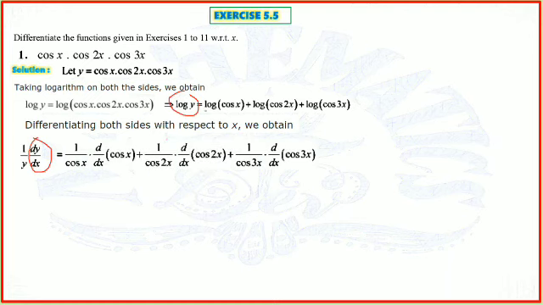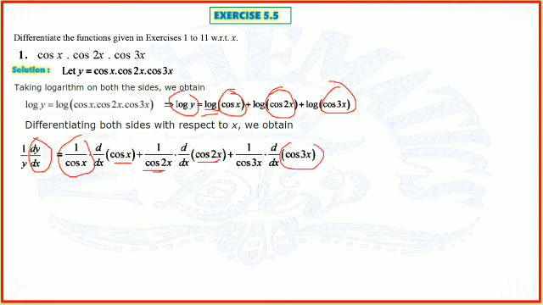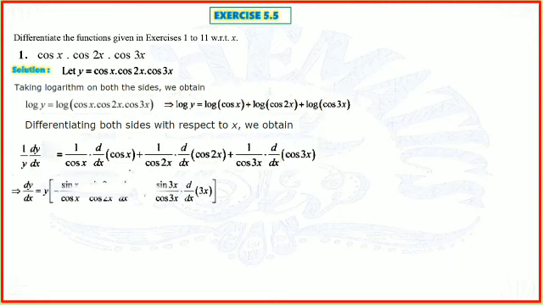Then the right hand side: consider cos x as x. So log x gives 1 upon x, so 1 upon cos x, and then the derivative of cos x. Similarly, 1 upon cos 2x, and then the derivative of cos 2x, and then 1 upon cos 3x, and the derivative of cos 3x. In the next step we will see that.